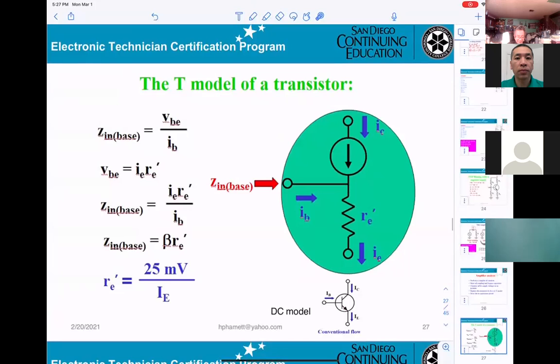Now, this is one of the T models. You can see the green one here, substituted for the transistor. That means in AC, you no longer draw the transistor; you have to draw this model. This is the base, this is the collector, and this is the emitter. In the collector, you get the current IC going into the transistor, at the base you get the current IB going in, and you get the current IE leaving.